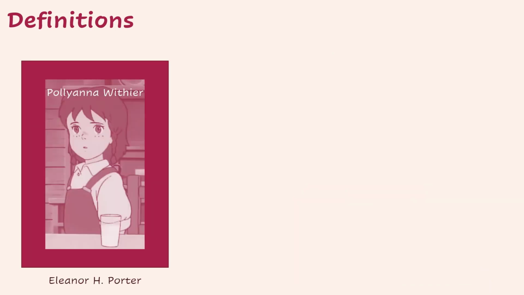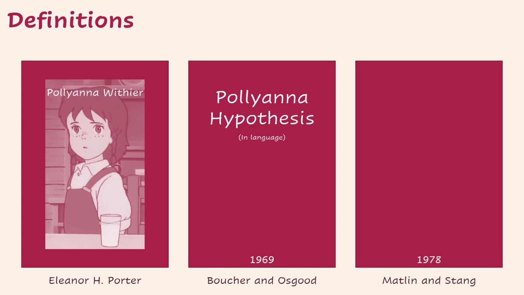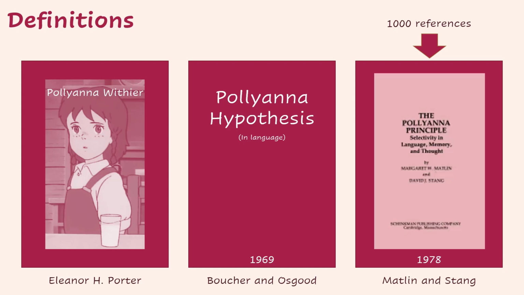It comes from an early 20th century book, and the character Pollyanna has also been portrayed in many media, including anime. In 1969, Boucher and Osgood documented a Pollyanna hypothesis, where they state that people use more positive words in language. After an inspection of 1,000 references, Matlin and Stang generalized this tendency into a Pollyanna principle.